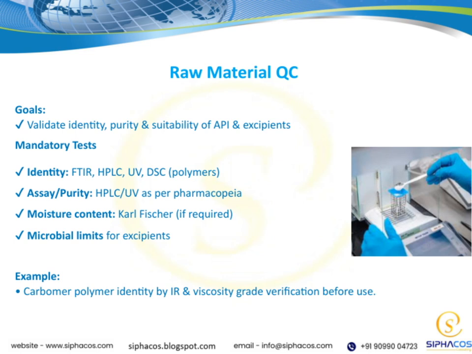For example, in the case of carbomer polymers, we verify their identity through infrared spectroscopy and viscosity grade before using them. This step ensures consistency and quality right from the start. Overall, these tests form the backbone of raw material quality control, helping us produce safe, effective, and reliable medicines.